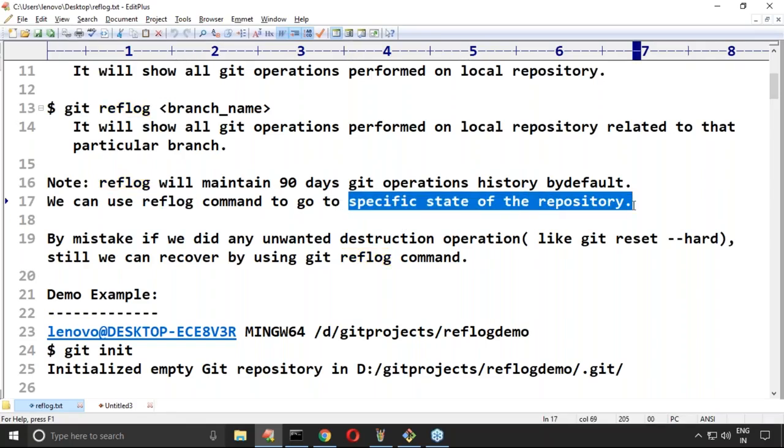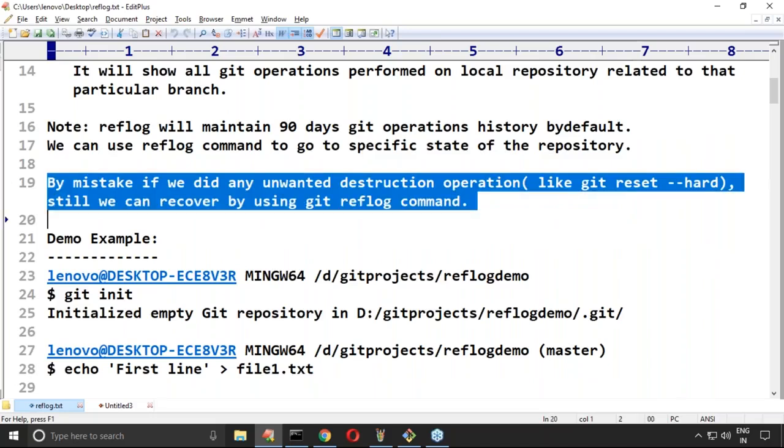We can use the reflog command to go to a specific state of the repository. Even if something is deleted from the local repository, no problem at all, we can recover. Have you observed? By mistake, if we did any unwanted destructive operation, we can still recover by using the git reflog command. How we can do that, that part I will take care of.